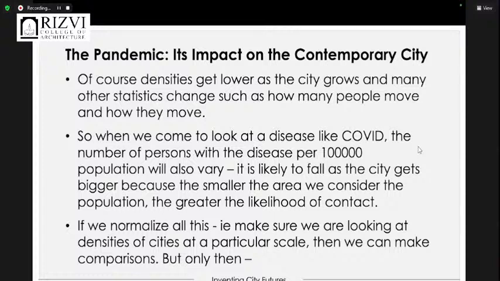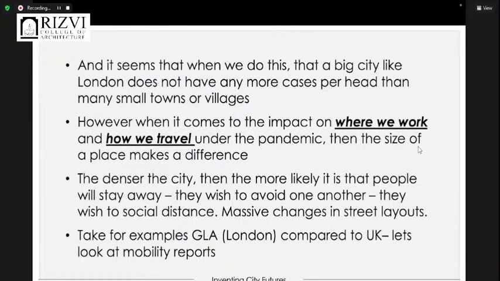And of course, as cities got bigger and denser, the probability of contact is greater. We can normalise all of that. If we normalise all of this by density, then we probably find that the rate of contact is no different in big cities from small cities. But because more and more people are packed into big cities at higher densities towards the centre, it would appear that big cities would be more likely to contract the disease. So where we work and how we travel is really all important in this context.